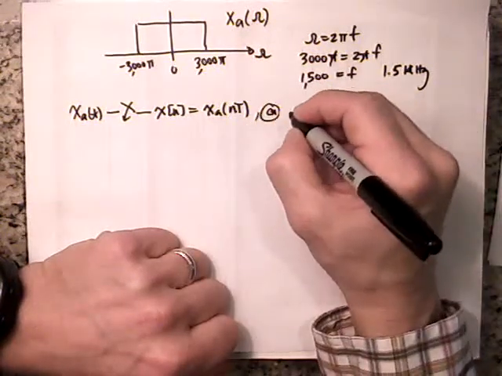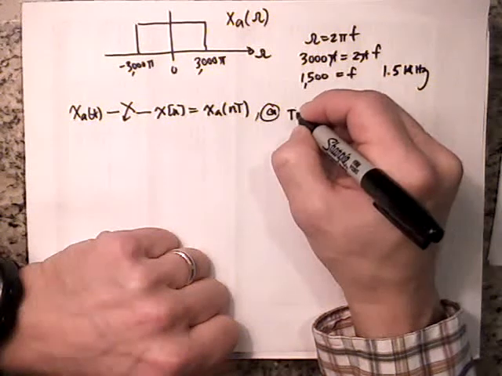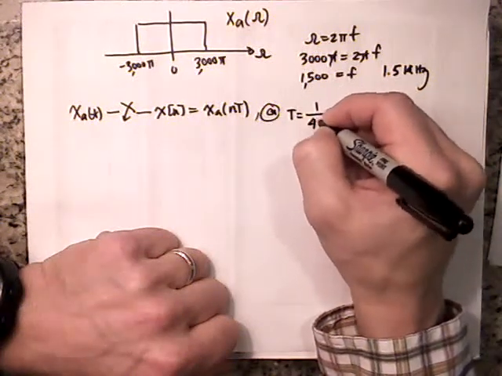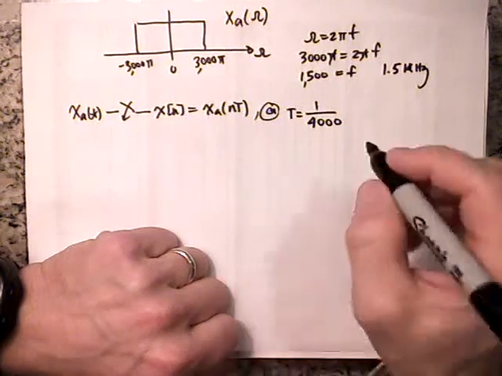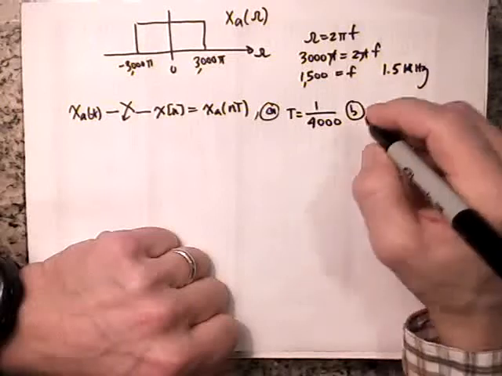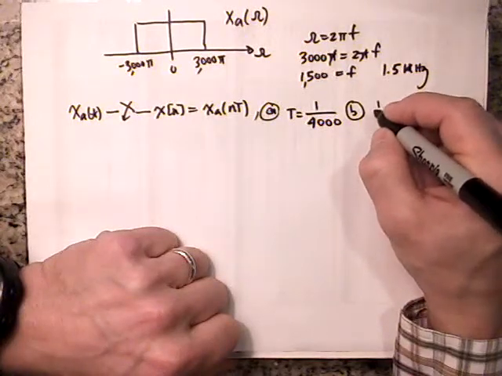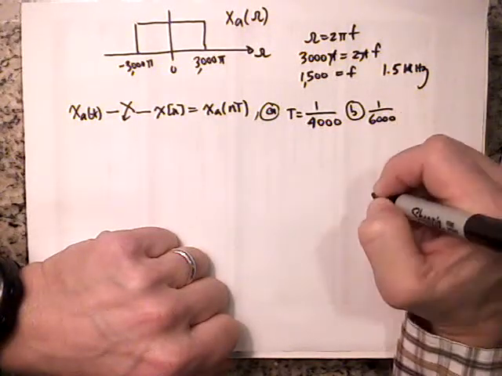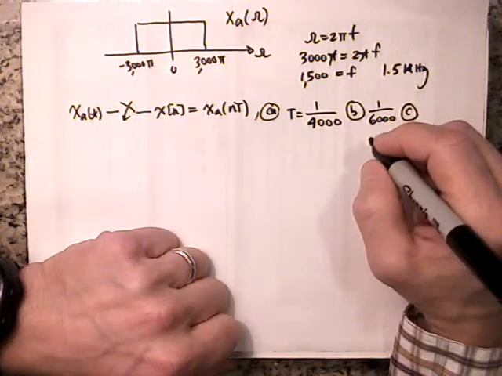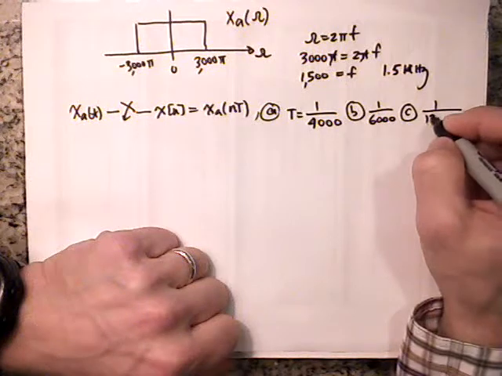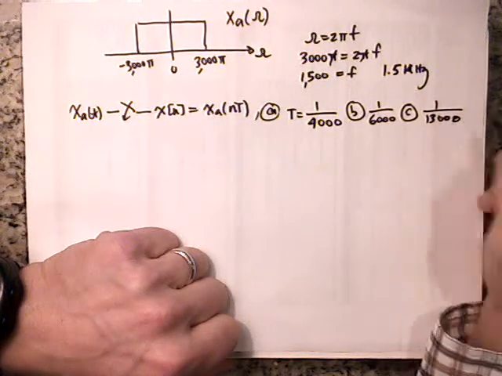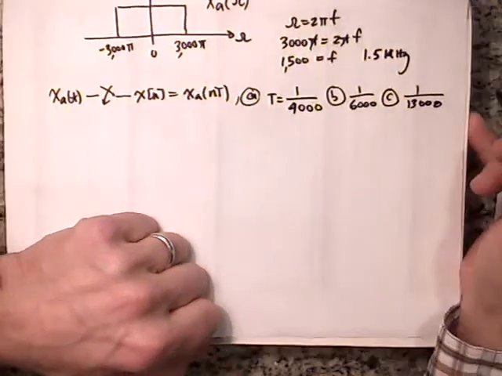Case A, T is 1/4000th of a second, or 4,000 samples per second, or 4 kilohertz. If I sample at 4 kilohertz, if I sample at 6 kilohertz, and if I sample at 13 kilohertz. Let's explore what happens.